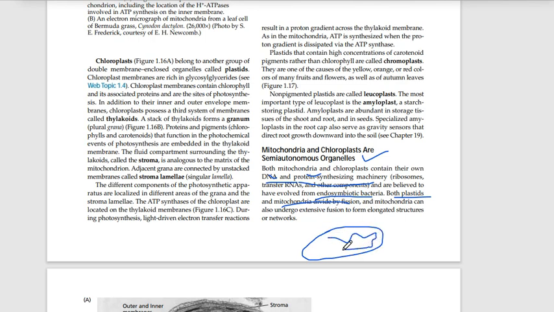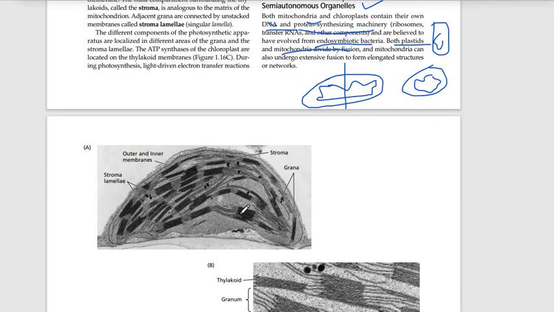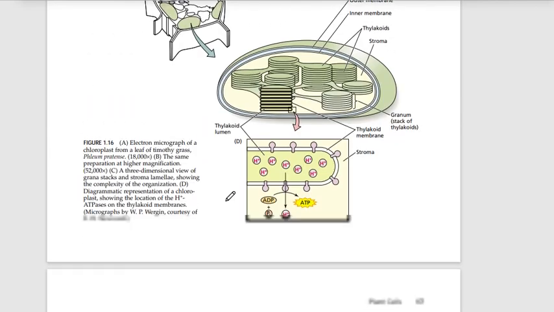Mitochondria form by fission. Mitochondria break down, and new mitochondria are formed. So mitochondria are formed by fission, meaning breaking. Mitochondria can also undergo extensive fusion to form elongated structures, fusing with each other.